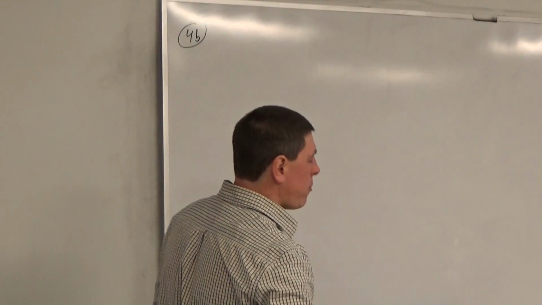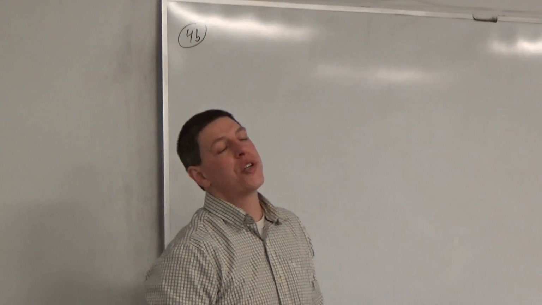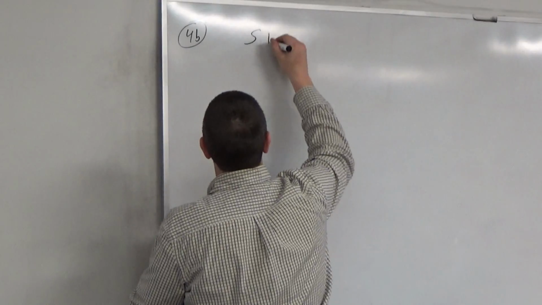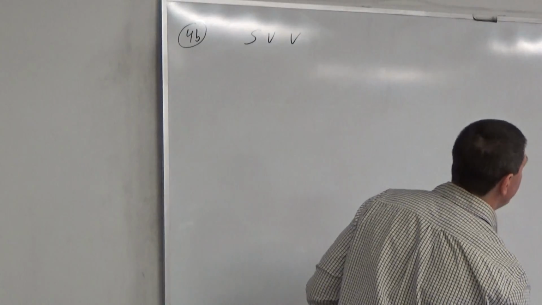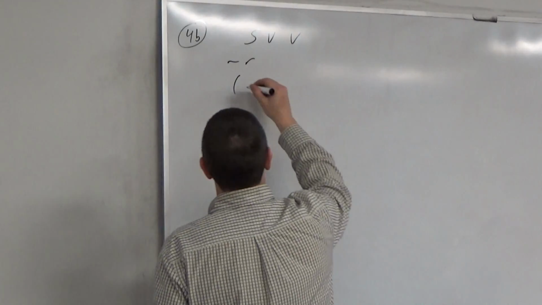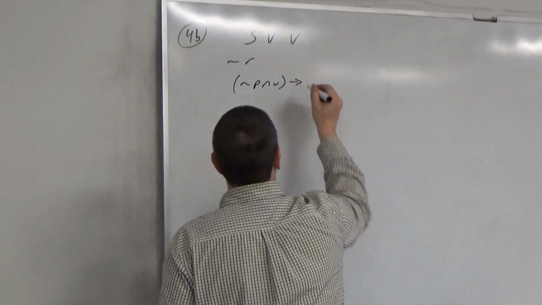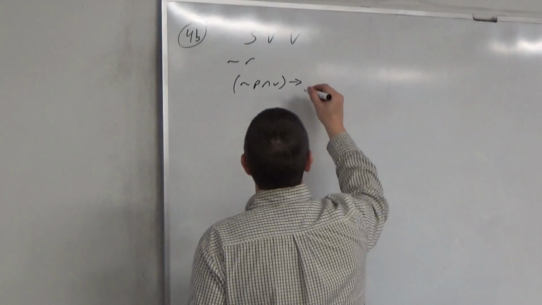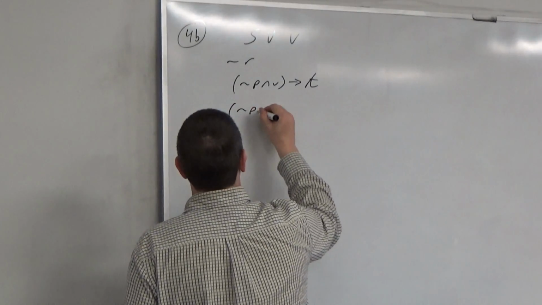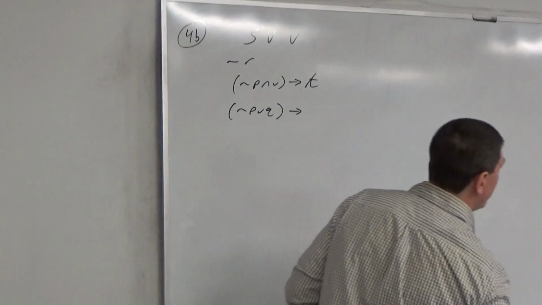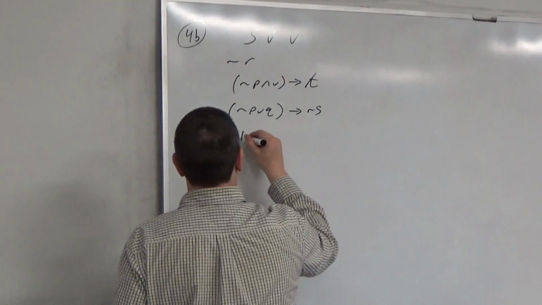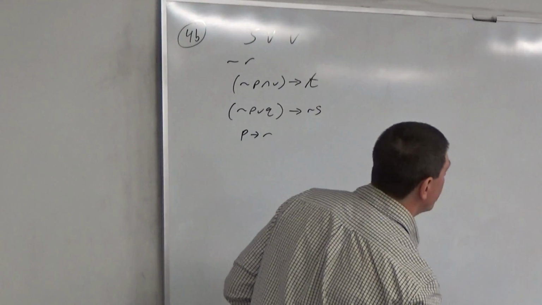All right. So for 4b, unfortunately, I'm going to have to copy this down. Sorry, guys. So just give me a second. So this is S or V, and then we have not R, or not P and V implies T. By the way, this T is not tautology. That T is just variable T, not P or Q. Implies not S. P implies R. And then therefore T.